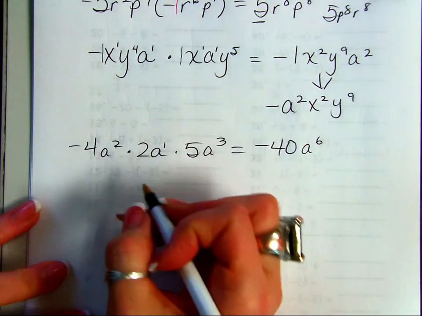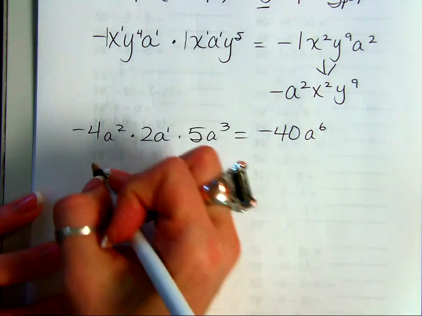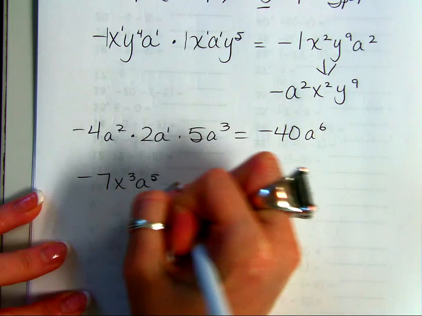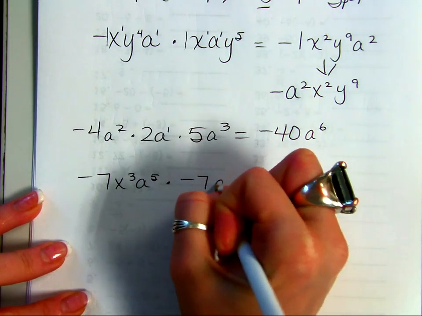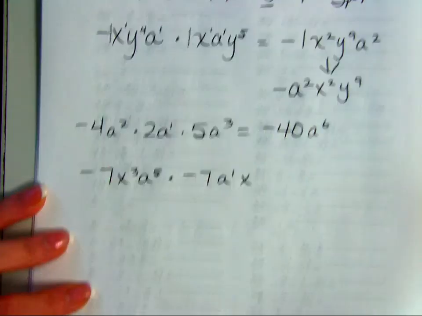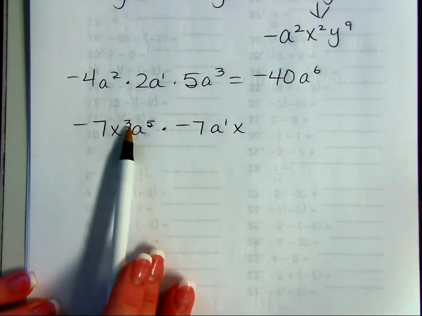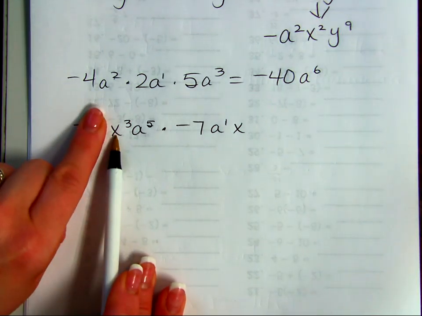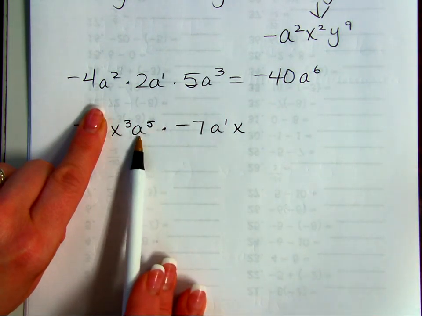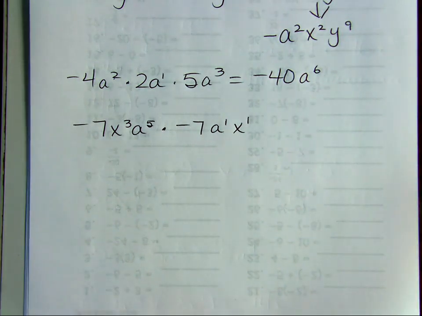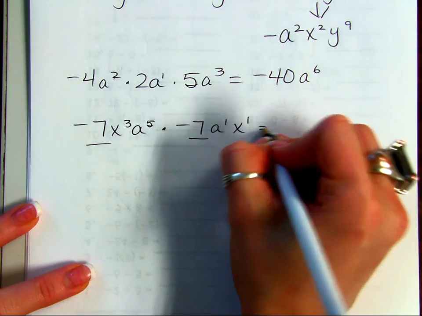Okay. How about, I'm trying to look at the ones that were the most confusing. Negative 7, x to the third, a to the fifth, times negative 7, a to the first, x. Do you see coefficients? Yes. Well, first things first. Let's figure out if those 7s are bases or coefficients. That 3 has a base of x, not a 7. That 5 has a base of a. This 1, the base is the a, and this one is x. So what's negative 7? Do I multiply them now? Yes, because they're coefficients. Negative 7 times negative 7 is positive 49.